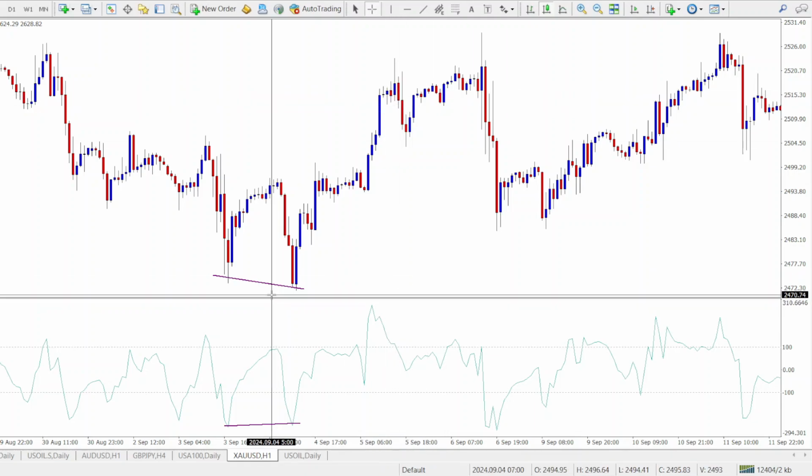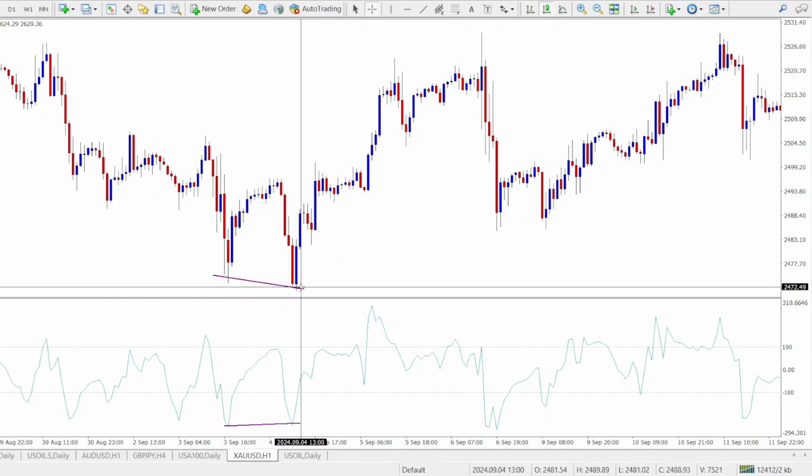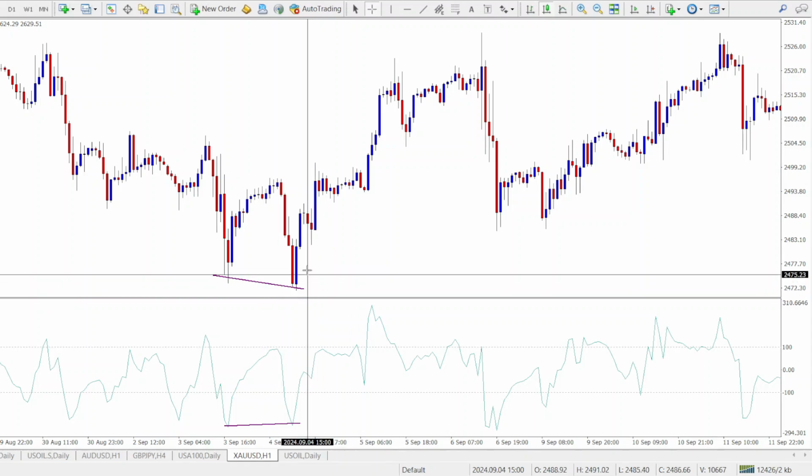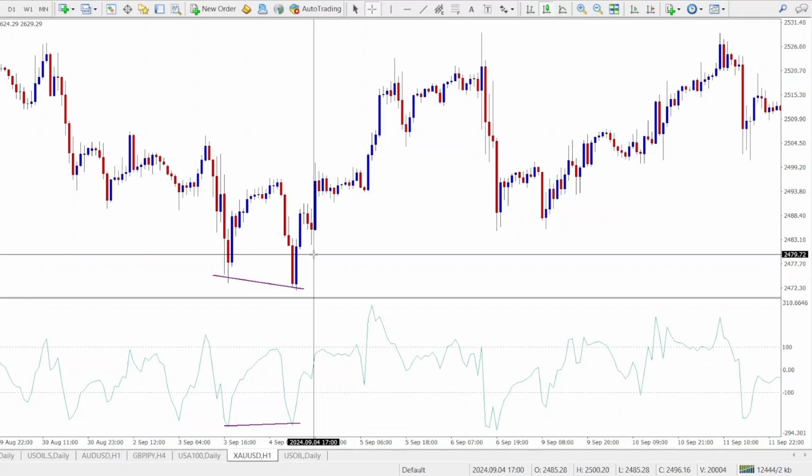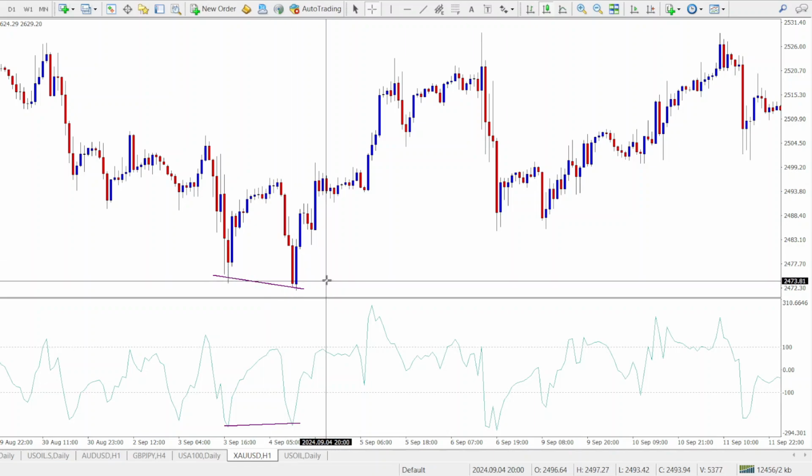All right, so once your bullish divergence has been spotted, you don't need to jump into the trade immediately. Look for a confirmation. For example, look for a chart pattern, a bullish candlestick pattern, or any other confirmation before you jump into the trade.